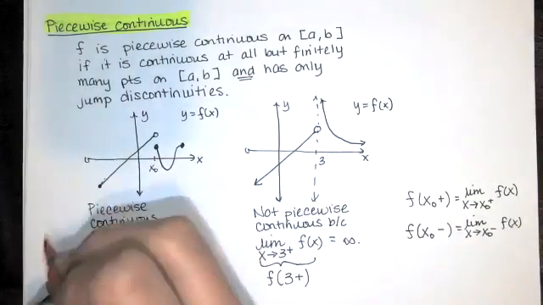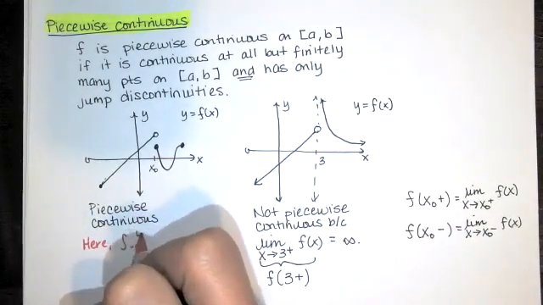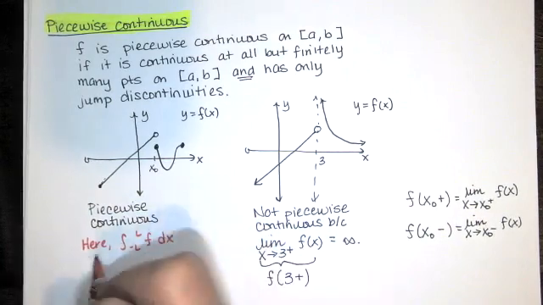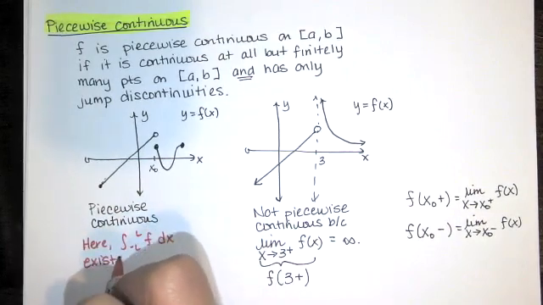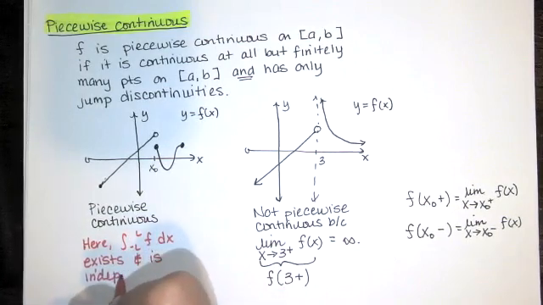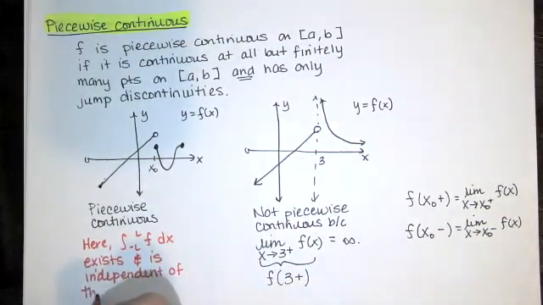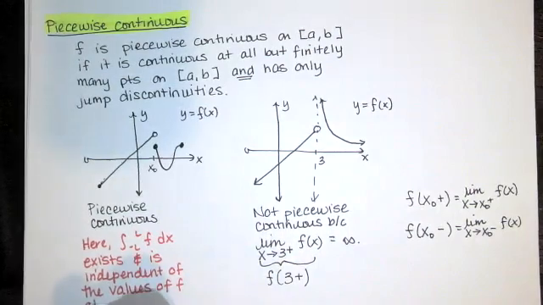So this, let's say here, this integral from negative L to L of f exists and is independent of the values of f at the jump discontinuities.